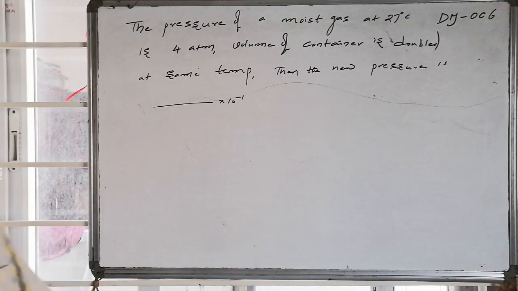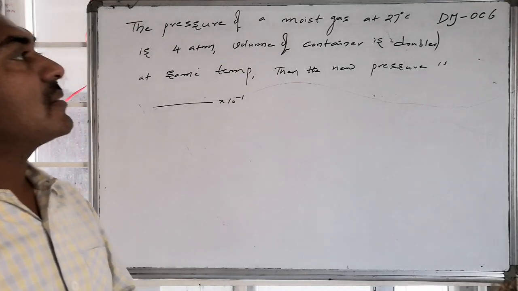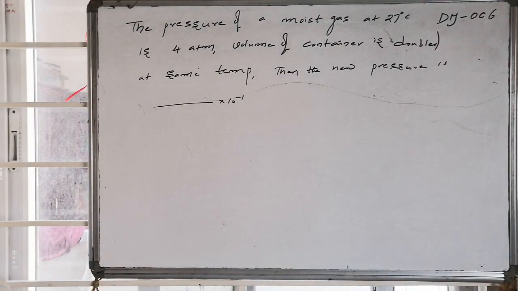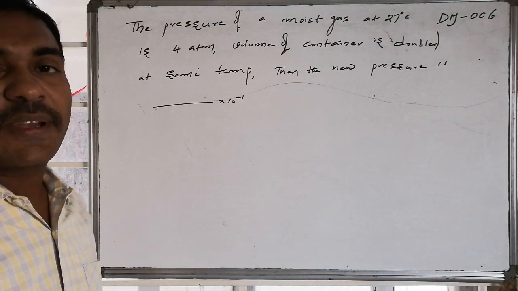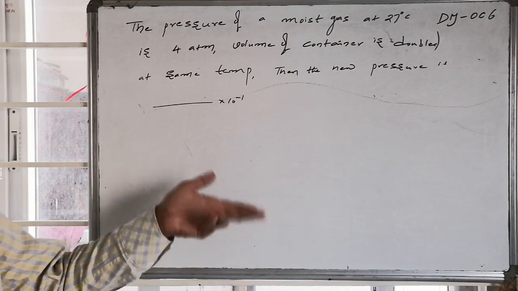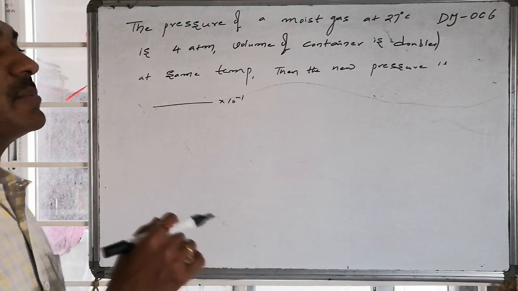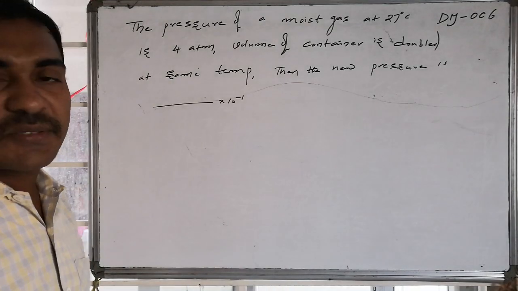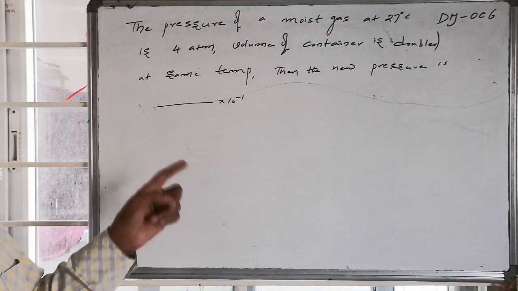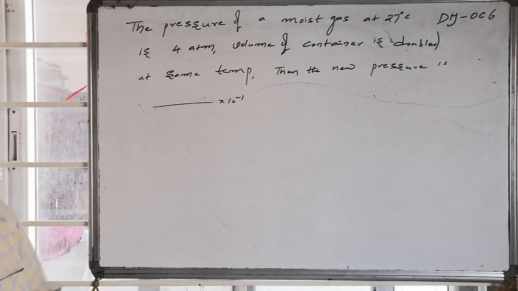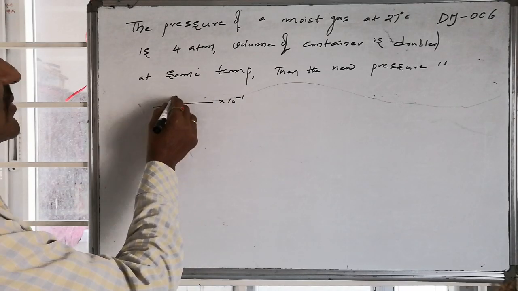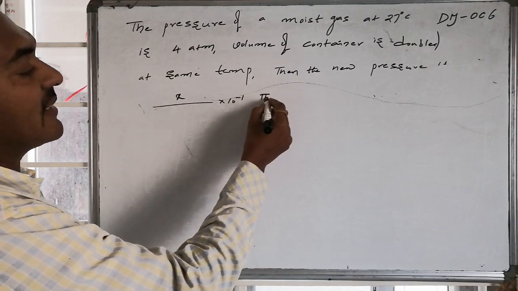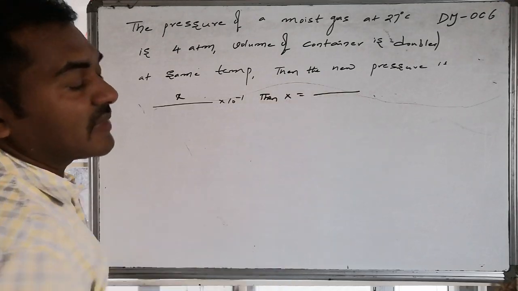Yes, there is a question. The pressure of a moist gas at 27 degrees centigrade is 4 atm. The volume of the container is doubled at the same temperature. Then you are asked to calculate the new pressure in the container. That should become equal to some x value times 10 power minus 1. Then you are asked to calculate how much x is.